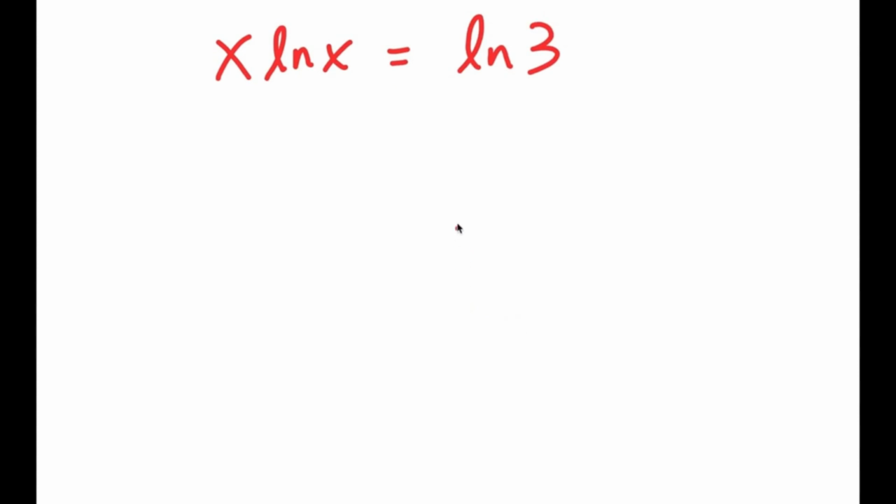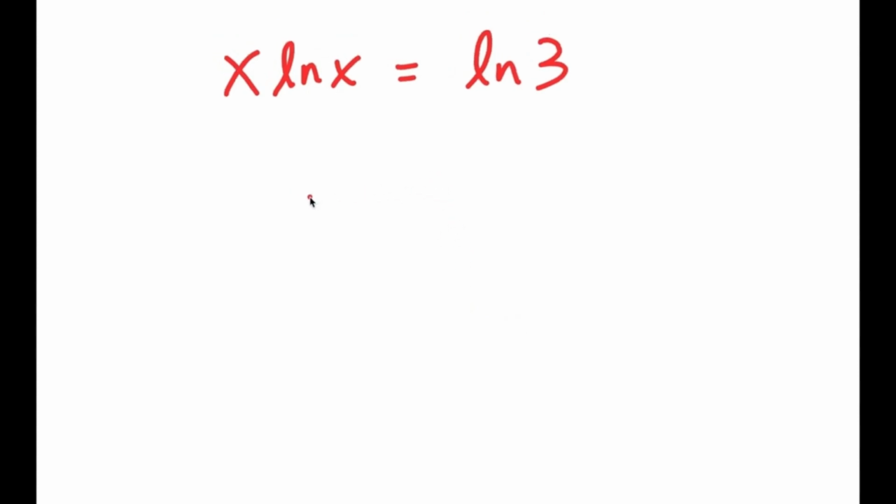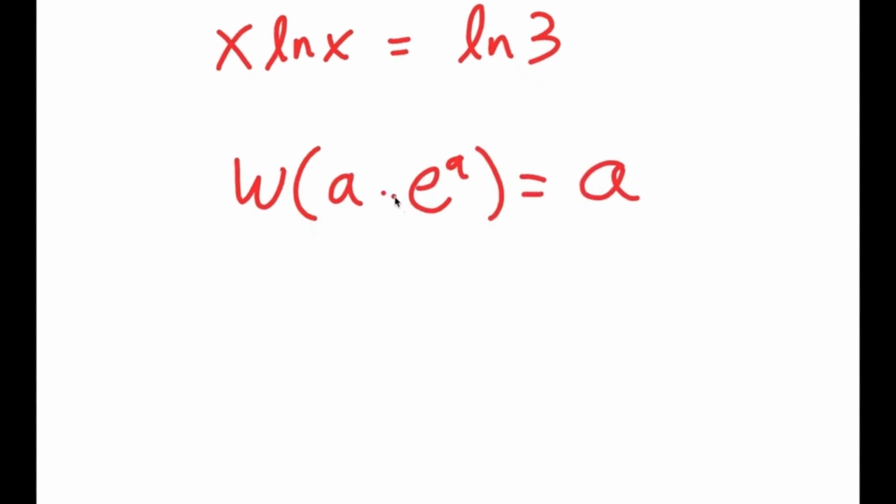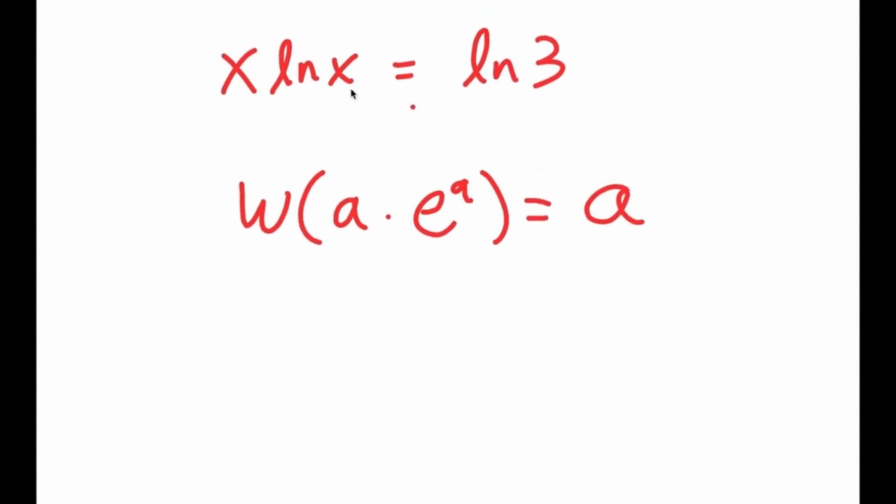Now, I'm going to use an important formula called the W-Lambert formula. And it states that if I take the W of something in the form a times e to the power of a, then this is equal to a. So this is the W-Lambert formula. So in this case, I'm going to rewrite this so that it suits the W-Lambert formula. So we need to change this to be in the form a times e to the power of a.